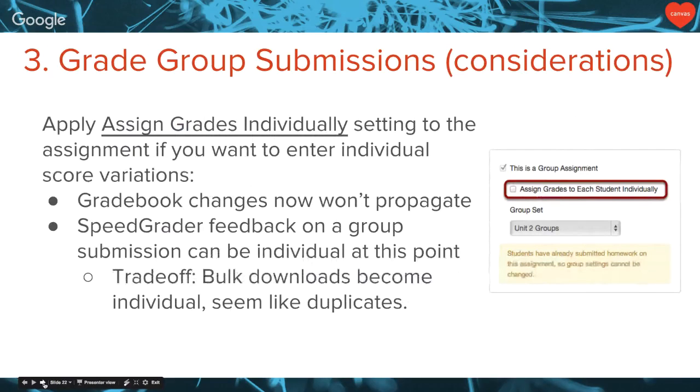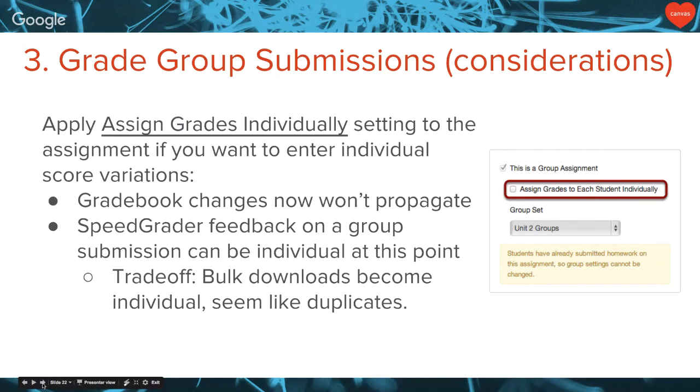And then once you do that, the student by student selection at the top right of SpeedGrader is restored. With Gradebook, if you enter a different grade in a cell, those changes now won't propagate back to the other members. And so when you have a good reason to give person A an 8 out of 10 when every other member of the group is getting 10 out of 10, there is a way to do that, and it's through that assign grades to each student individually assignment setting.